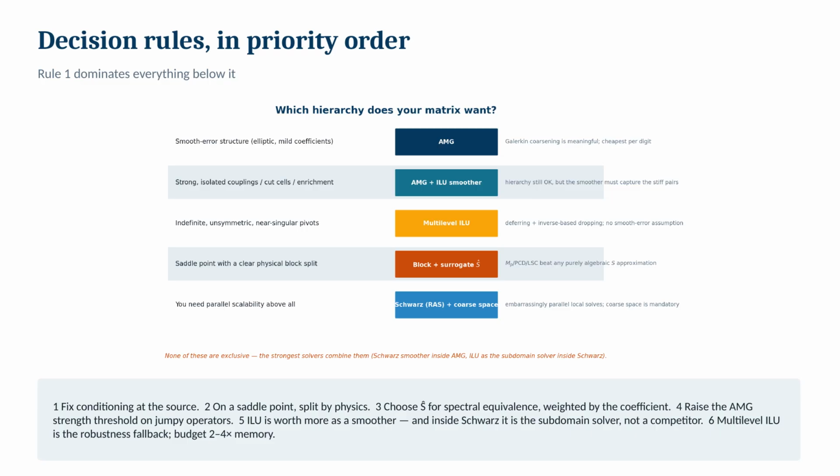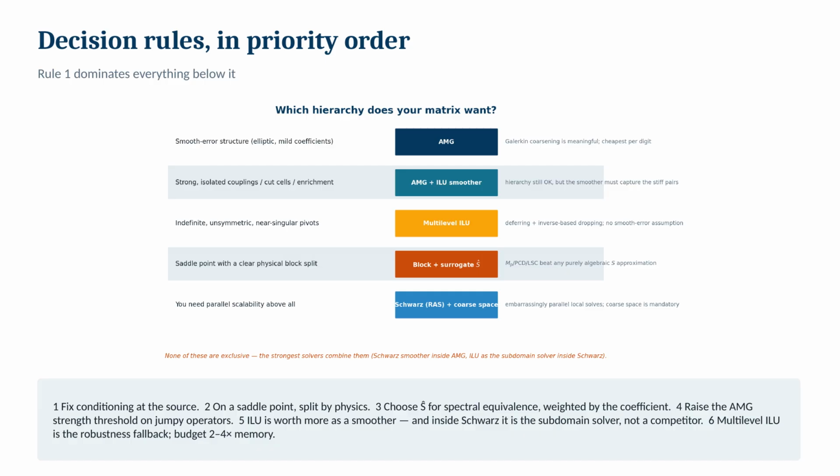6 rules, in priority order. 1. Fix conditioning at the source before you touch the solver. If your interface can sit arbitrarily close to a node, move it, distance modification, cell merging, whatever your code offers. Nothing downstream fully compensates for an avoidable near singular row.